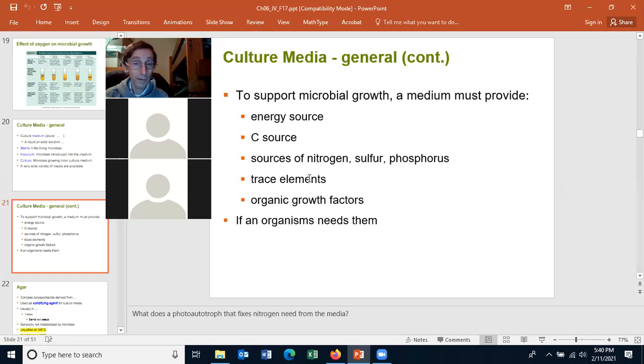Organic growth factors, we talked about these before. Those are the things that are essential for an organism to grow. For us, it would be vitamin C and almost all the vitamins, the essential amino acids, and the essential fatty acids would be the organic growth factors. Now, to support microbial growth, these things must be added if the microorganism requires them.